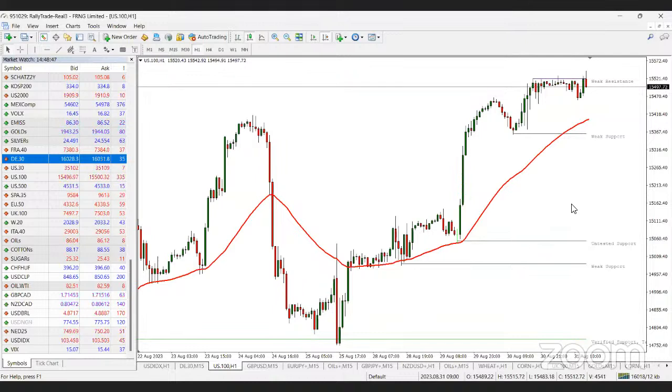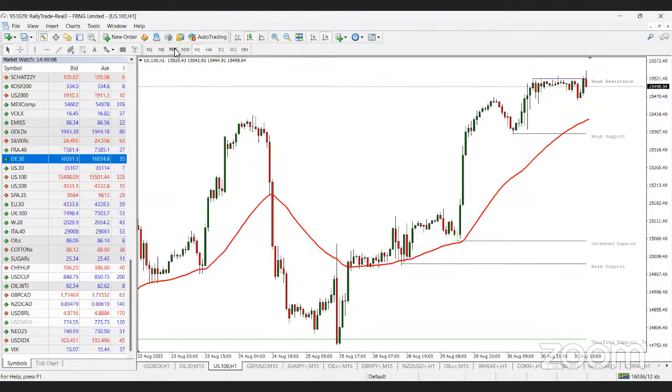But if by the time it gets to the 50-period moving average, instead of breaking below it, it gives you two consecutive bullish candles above the moving average, then at that point in time, you're expecting that the trend is about to continue back to the upside.